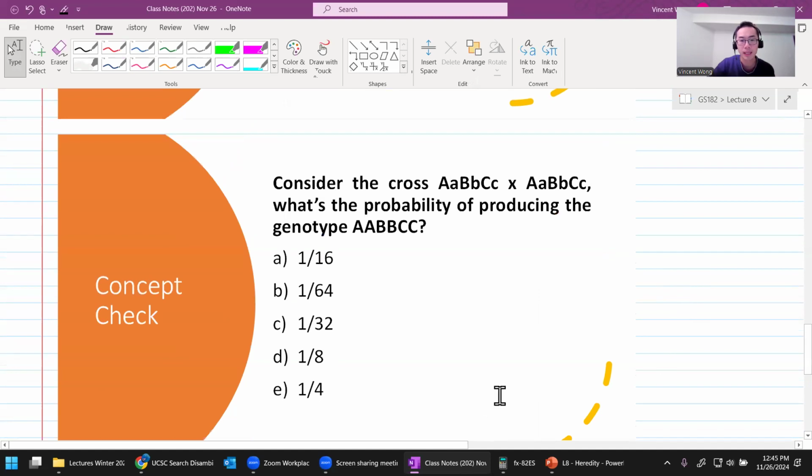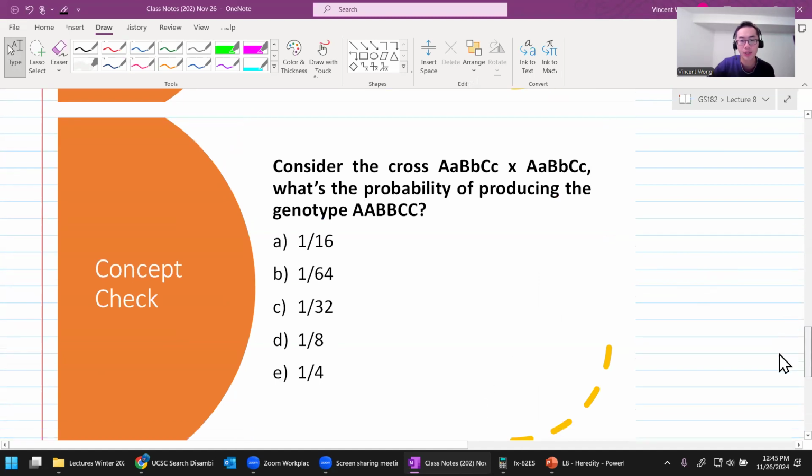Next question. Consider the cross this and that. What is the probability of producing a genotype of that? Okay, so if you try to come up with all the gametes, the table is too big. It's going to be like 8 by 8, which has 64 different outcomes, and that would just be way too much work for multiple choice questions.